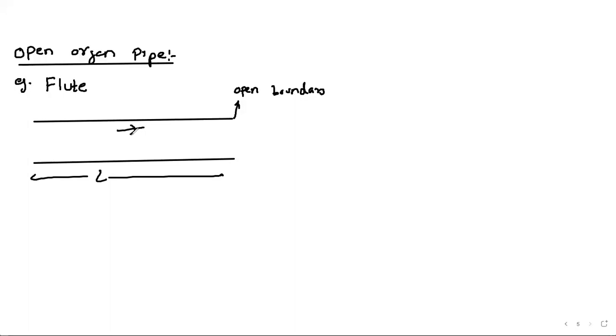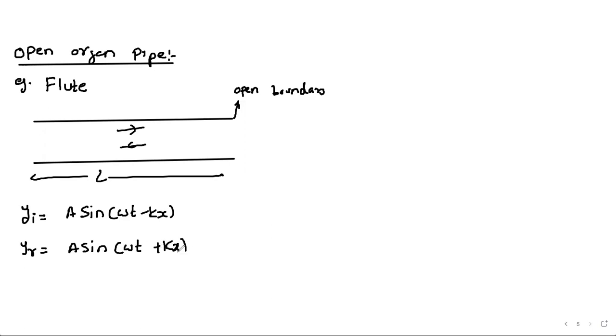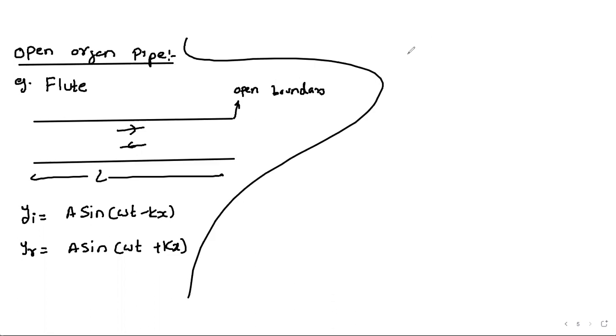So you will have an incident wave here and a reflected wave here. The reflection is not from a closed boundary. The reflection is from an open boundary. As in the previous one, I'm writing the equation of incident wave: A sine omega t minus kx. Then the equation of reflected wave is A sine omega t plus kx. No phase change. When waves reflect from an open boundary, there is no change in phase. The rest of the calculations are the same.